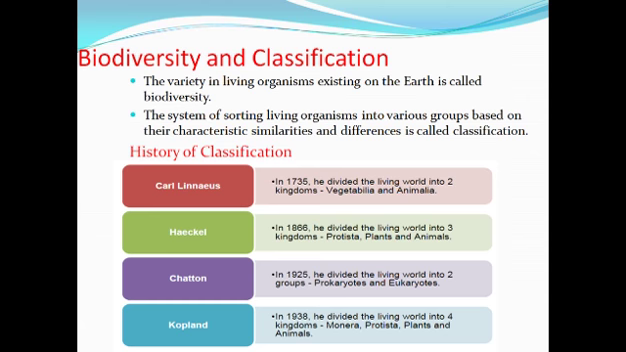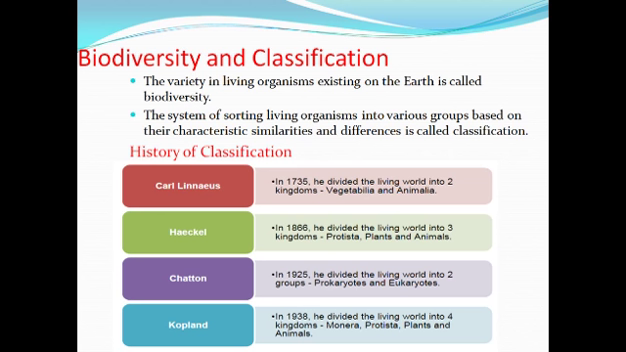So first of all, what is biodiversity? The variety of living organisms existing on the earth is called biodiversity. Biodiversity means the different types of living organisms present in our atmosphere. The word diversity itself says that there are different types of structures. That's why it is called biodiversity. The system of sorting living organisms into various groups based on their characteristics, similarities and differences is called classification. So in this biodiversity, different types of living organisms have been classified on the basis of their characteristics, their similarities, and their differences.